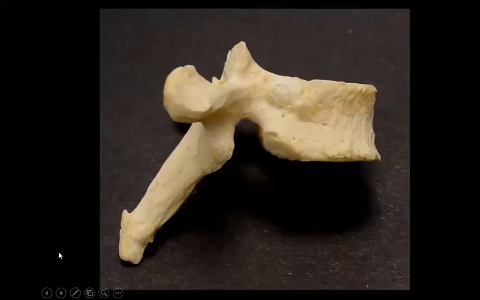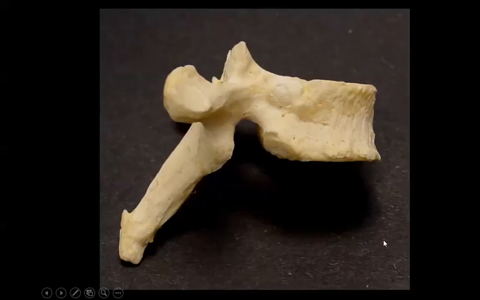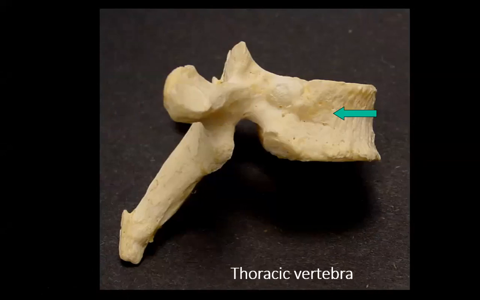Now, make sure I covered everything there. Now, this is a thoracic vertebrae, looking at it from the side. Here we can see the body of the vertebrae that we were looking at. If we're looking at it straight down, it would be a round shape, but here we're looking at it from the side. There's the body.